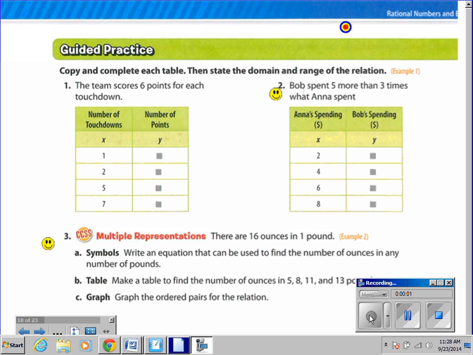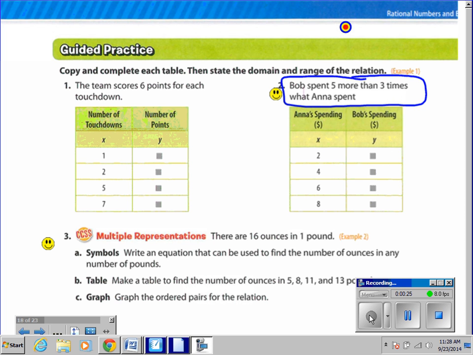For number 2, I know you didn't do that one, but I just want to make sure you understand what the expectation is. These are your first 4 problems. It says copy and complete each table, then state the domain and the range of the relation. The big thing here is to make sure, and I might even jot it down on my paper, what is the equation that I'm using, what I would use for this one.